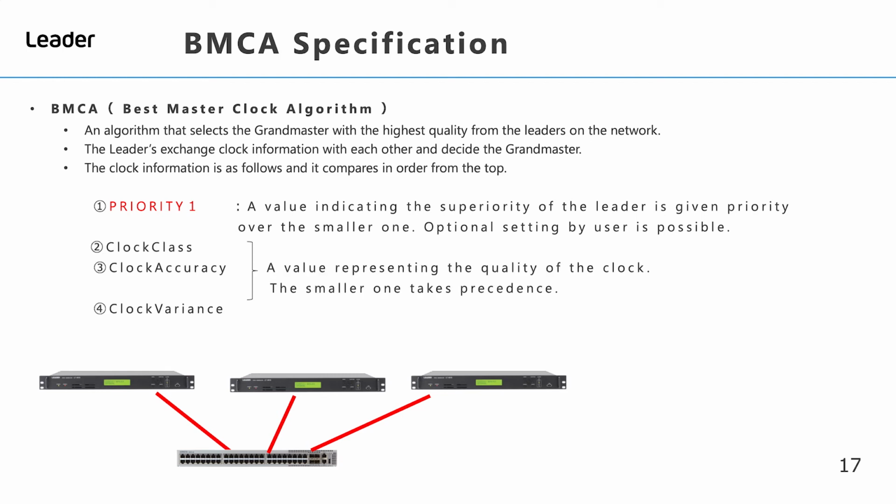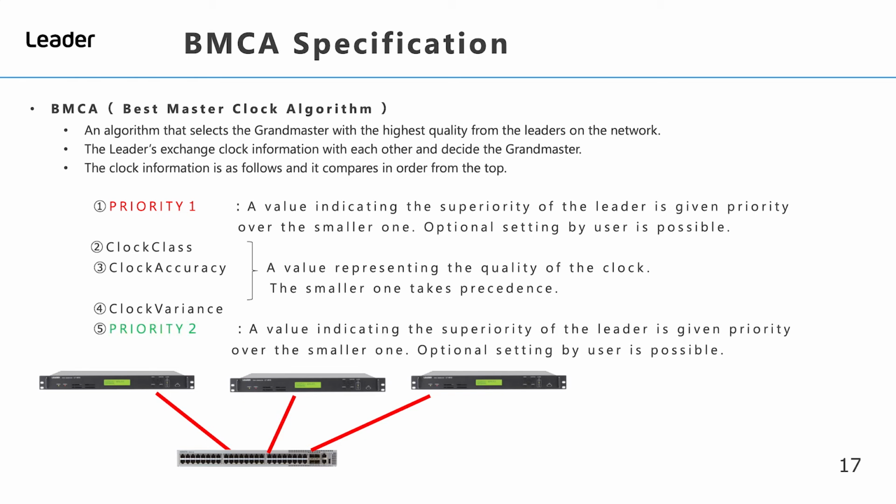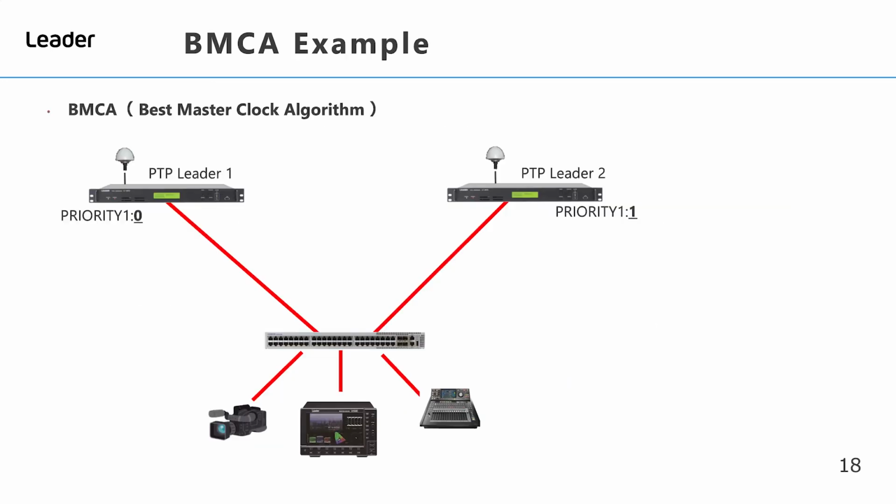Next we have clock class, clock accuracy and clock variance. These values represent the quality of the clock inside the device and the external reference that it's connected to. Finally, we have priority 2, and once again, like priority 1, this value can be adjusted by the user.